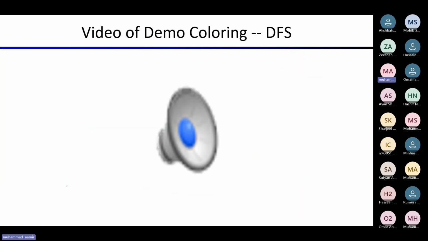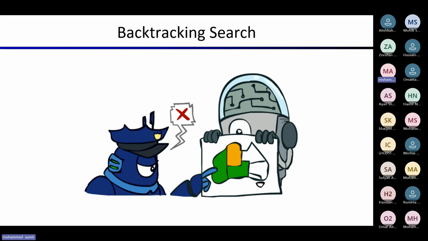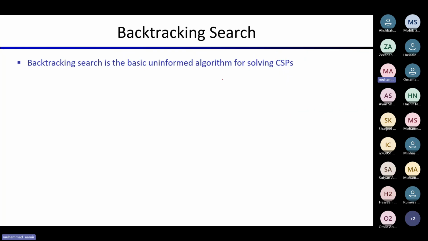So we need to see how we can come up with a solution. And the first solution is the backtracking search, discussed right now. Now we need to see backtracking in depth, because the simple backtracking is not going to be efficient. You will see why.